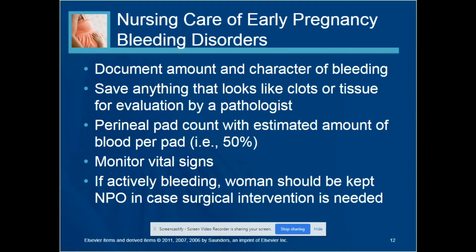Now we're moving on to bleeding disorders, which was one of the pregnancy complications that we talked about. Nursing care of early pregnancy bleeding disorders: you're going to have early and late. So we're going to document the amount and character of bleeding. We're going to save anything that looks like clots or tissue for evaluation by a pathologist. Remember, this is early in pregnancy.